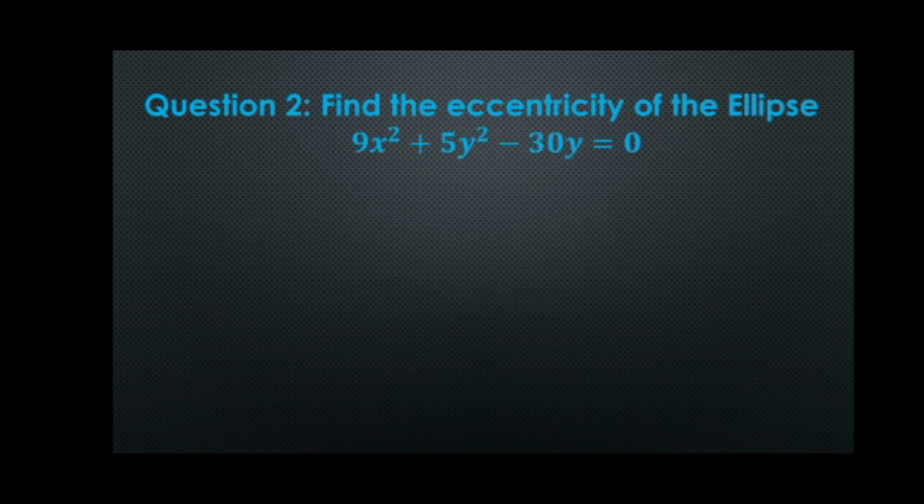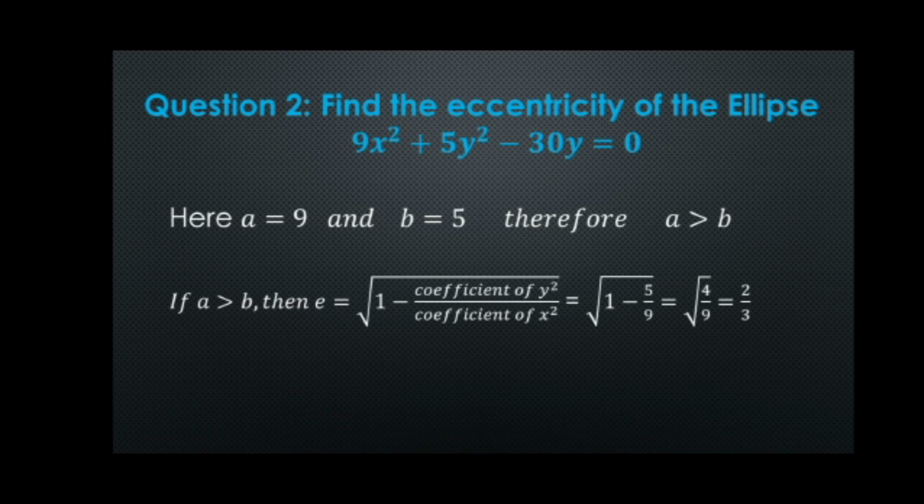Moving on to the next question, find the eccentricity of the ellipse 9x square plus 5y square minus 30y equal to 0. Here a equal to 9 and b equal to 5, therefore a is greater than b. If a is greater than b, then e equal to square root of 1 minus coefficient of y square divided by coefficient of x square, which is equal to square root of 1 minus 5 by 9. It will be 2 by 3.